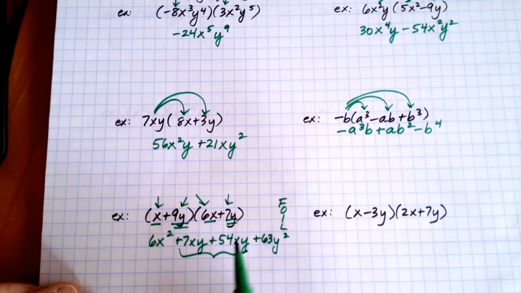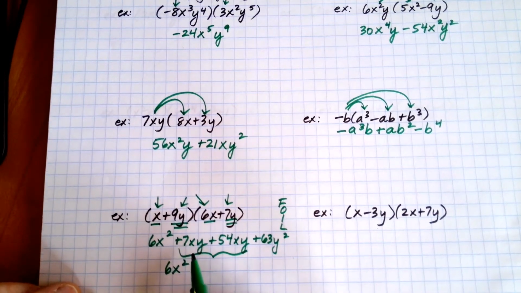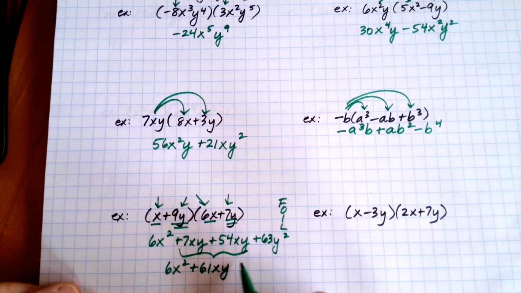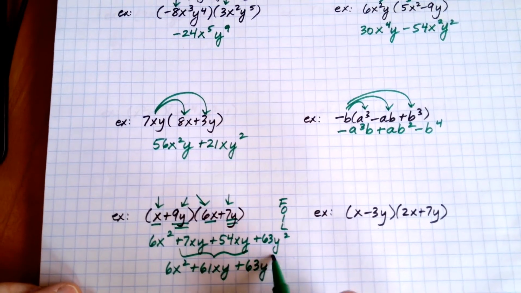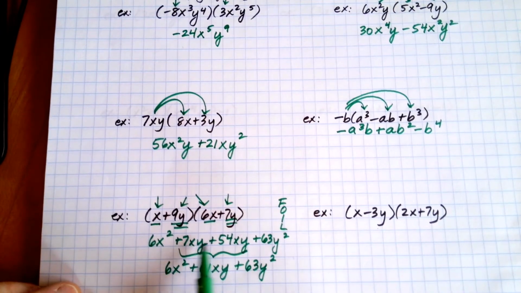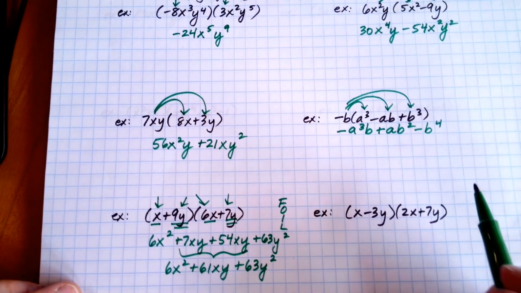As is often the case, the middle two terms can be combined because they're like. So they both have xy, so we add the coefficients, and we're going to get 61xy plus 63y squared. Okay? These are being added, so we don't add any exponents. We just make sure they're the same, and then we combine their coefficients.